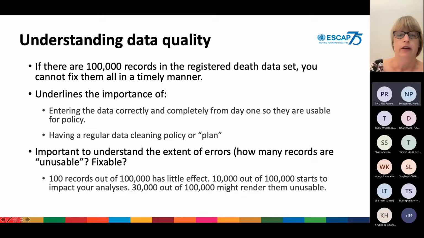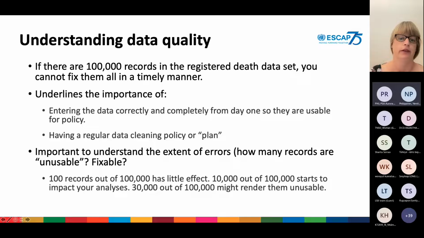You might have a really big data set. Say you have 100,000 records. You can't fix them all. If they all have errors, you're probably out of luck and need to throw out the data set. You probably can't even fix 10,000 of them. If you're really lucky and you're a small country with a population of 100,000 or less, and you have a couple hundred records each year, then yes, you could go through one by one and manually update them. But generally speaking, this just doesn't make sense, and it's not possible.